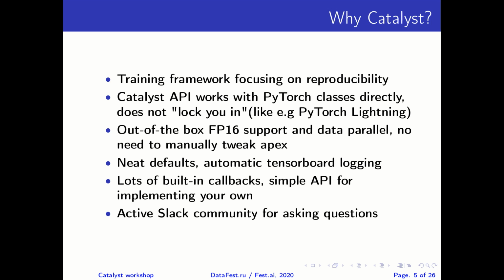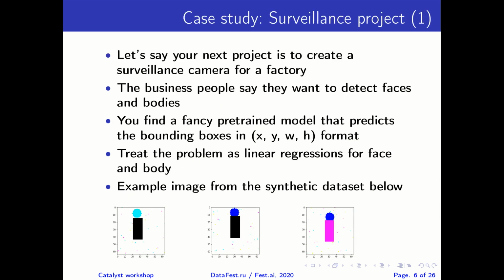Catalyst has lots of nice defaults, automatic TensorBoard logging, a great list of built-in callbacks, and a simple API for implementing your own. So it's very extensible. The code is really well written and very easy to understand. So if I sometimes have to tweak it a bit, it's really nice. And also, obviously, there is an active Slack community for asking questions, which is really important.